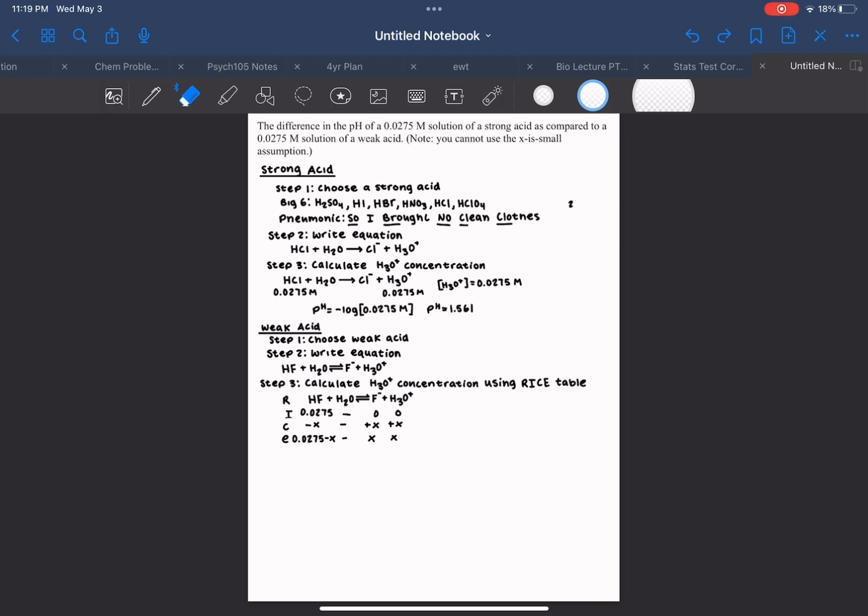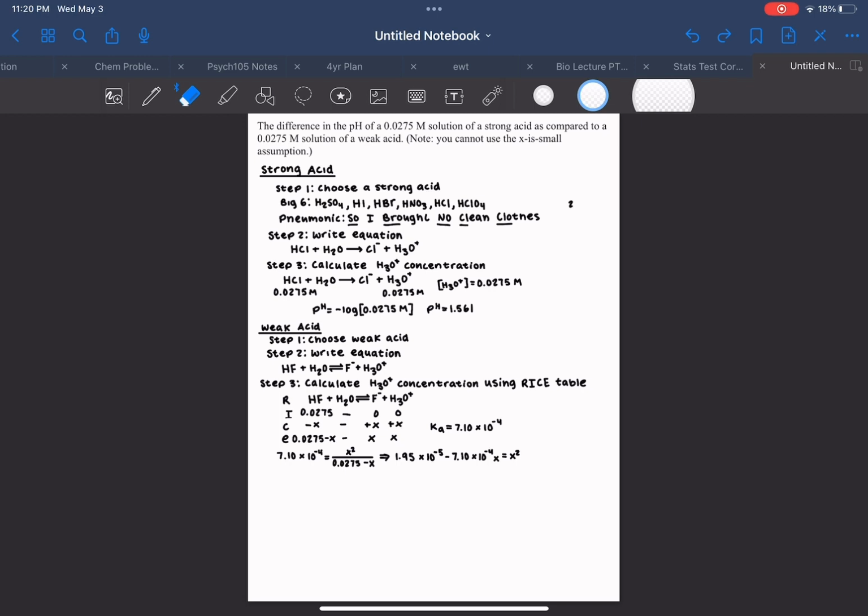Now this is where our Ka value comes in. Here's our Ka value, and we're going to set up our equation. We have our products over our reactants. Our products are the x's, multiplied together, so that's x squared, over the HF concentration, and we set that equal to Ka. Now we want to get the x squared on one side, so we multiply across. So 7.10 times 10 to the negative 4th is multiplied by 0.0275 minus x. That's what this looks like when we do that setup.